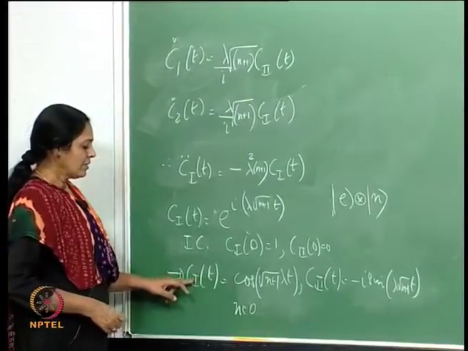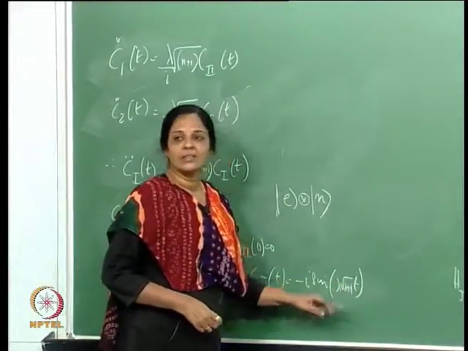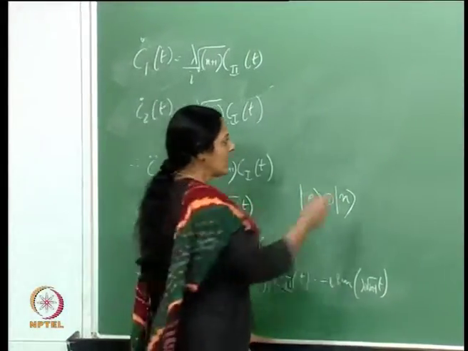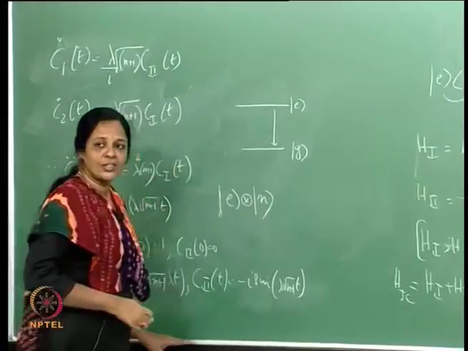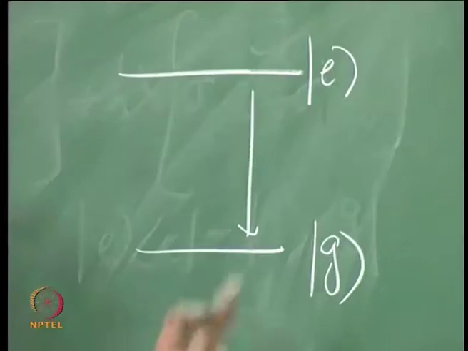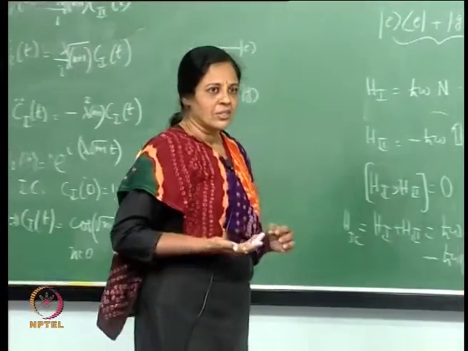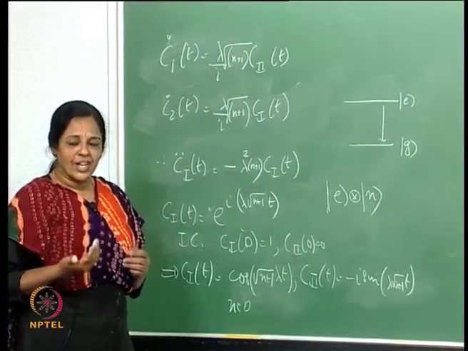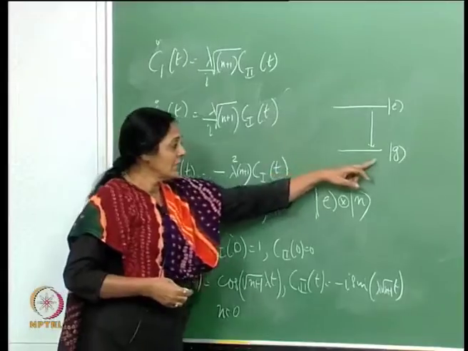even then you have C1 of t is cos lambda t and C2 of t is minus i sin lambda t. In other words, there is a non-zero probability of transfer of population from the initial state ket E of the atom to the final state ket G in the absence of the external field, in the absence of the radiation field. This is precisely what I remarked about in an earlier context when I discussed spontaneous emission. Spontaneous emission corresponds to a situation where there is no photon which is interacting, but the atom in the excited state could randomly give out photons and come down to the ground state.